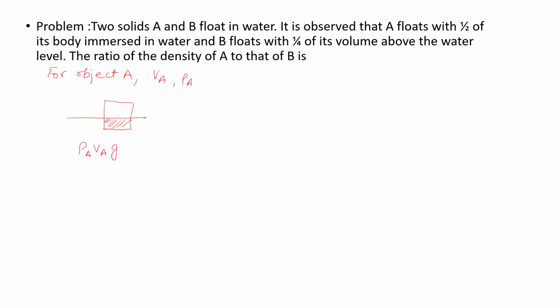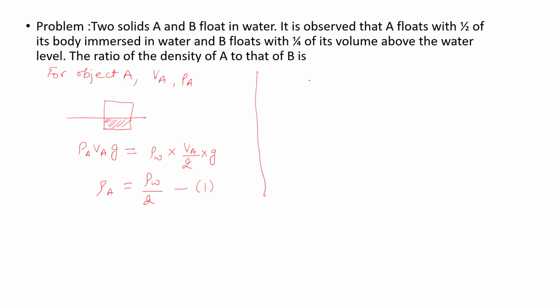So I can say that the weight of object A, which is rho A times VA times g, mass into g, is equal to the weight of the displaced fluid. The density of the displaced fluid, that is water, is rho W, into the volume of displaced fluid. The volume of displaced fluid is half the volume of object A, which is VA by 2, into g. So from here, when I solve, I get that rho A is equal to rho water divided by 2, correct? This is going to be my equation number 1.